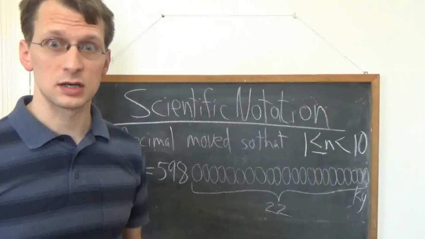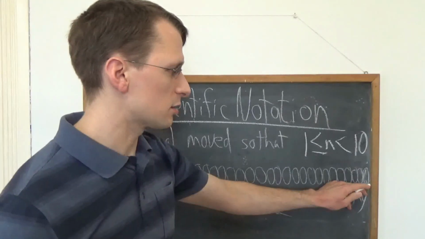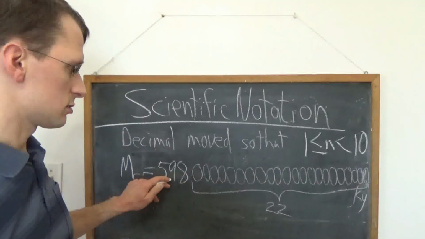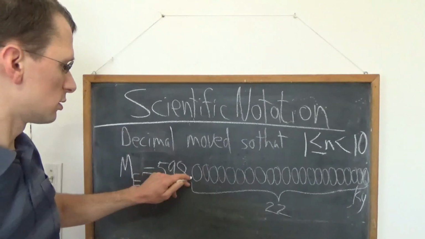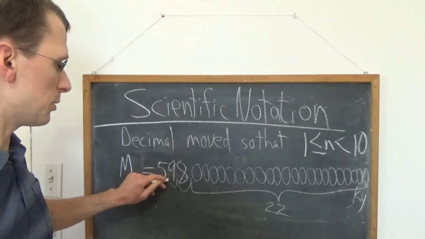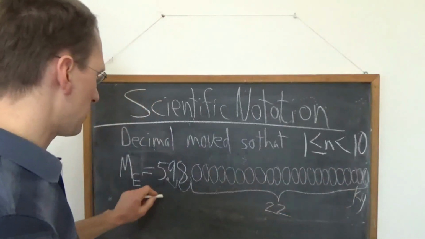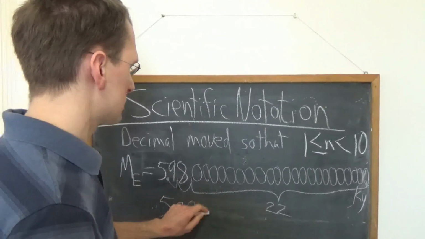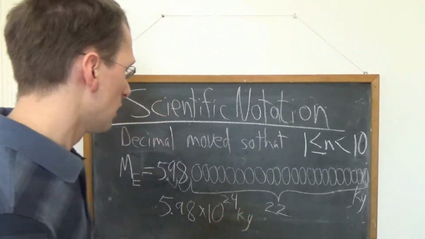So if we look at this number, we'd have to move the decimal 24 digits: 22 because of the zeros, and then 2 more to get the number being between 1 and 10. So that way we would write it as 5.98 times 10 to the 24th kilograms.